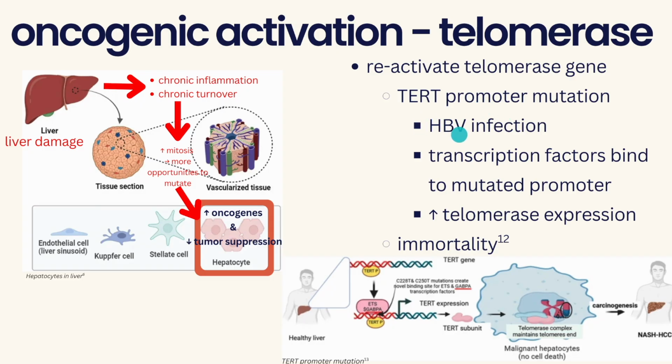So HBV will insert itself, disrupting this TERT promoter, and this makes the TERT promoter more favorable for transcription factors to bind to it. Once transcription factors bind to this TERT promoter that's mutated, this will increase telomerase expression, leading to immortality. Usually telomerase is turned off in mature cells, especially hepatocytes, but HBV inserting itself will actually turn the TERT promoter back on.